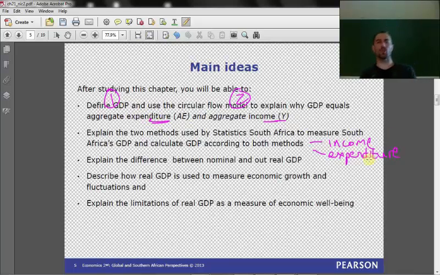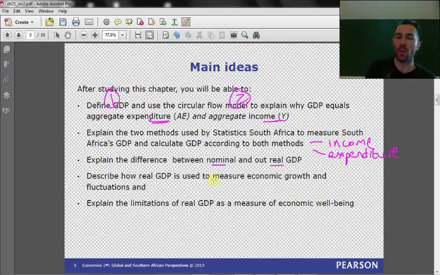Income approach, expenditure approach. We're going to explain that there is a difference between something called nominal GDP and real GDP. Nominal, real. We'll talk about why those are different. Then we're going to look at how real GDP is used to measure economic growth. And then finally, explain the limitations of using real GDP as a measure of how well our economy is doing.